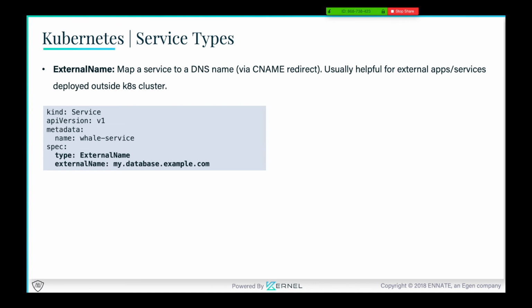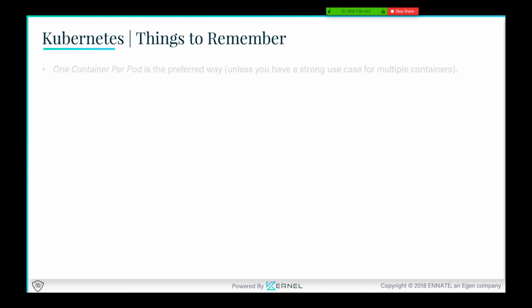So that's the last type of service that we have. A few things to remember, quickly going on to what we learned today. I would suggest running one container per pod as the preferred way, unless you have a very strong use case of running multiple containers inside the same pod.